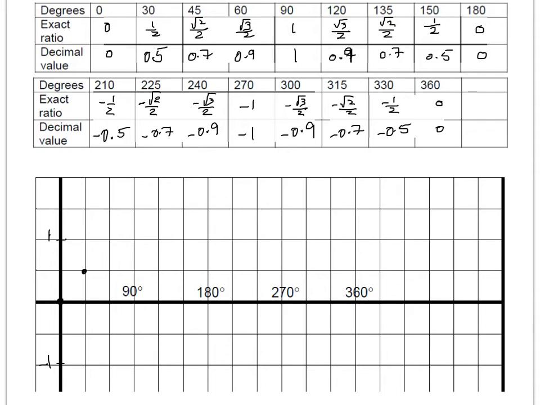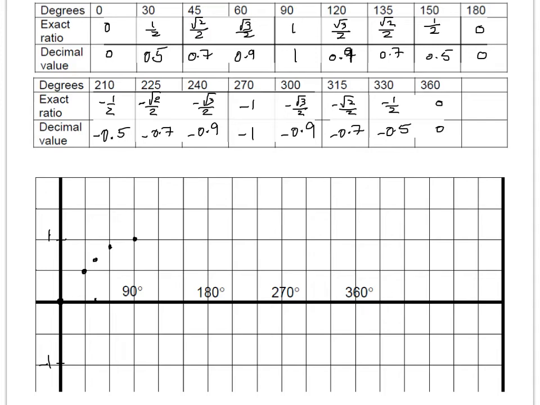Then if x is 45, then the value is 0.7, so 45 is about here. So 0.7 is going to be somewhere around here, approximately. And if x is 60, y is 0.9, which is going to be somewhere around here. And if x is 90, y is going to be 1, which is around there.